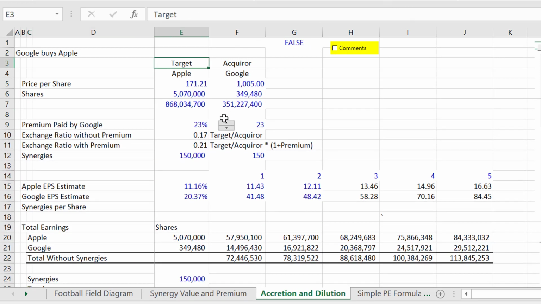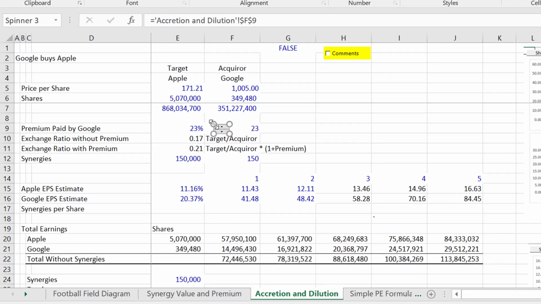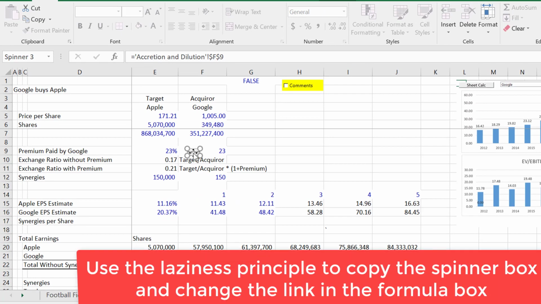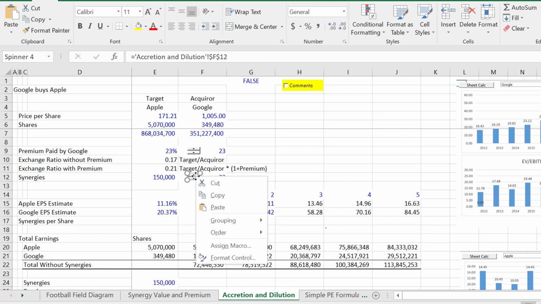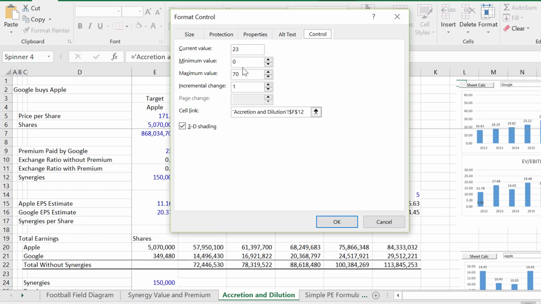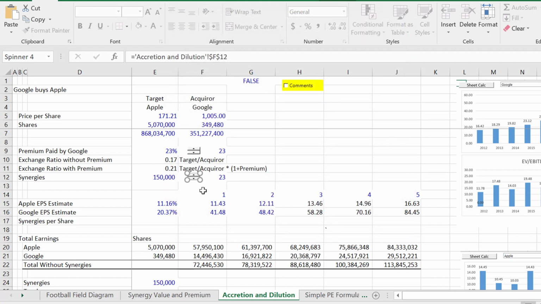Now, if I wanted to make the synergies a little bit using one of these gimmick things, I'd copy this and paste it. And then I would see, well, this says F9 here, so instead of F9, this is 12. Okay, and then I'm going to allow this to go from, I don't know, let's go from 0 to 300 and maybe go by 10. We'll have to kind of see how that all works.